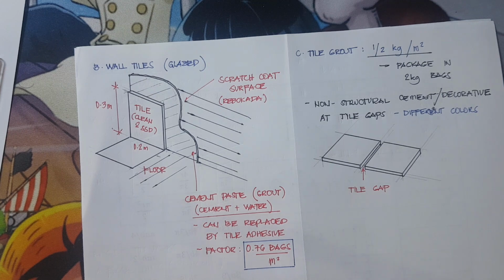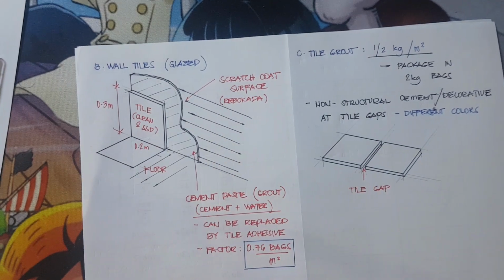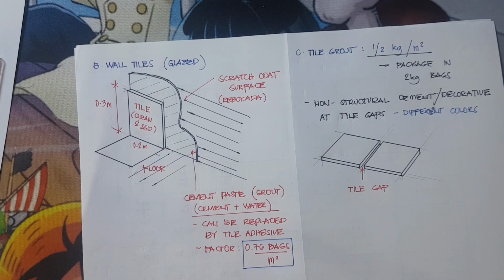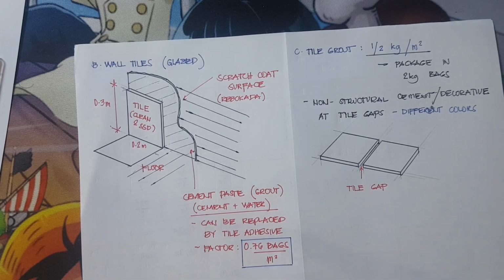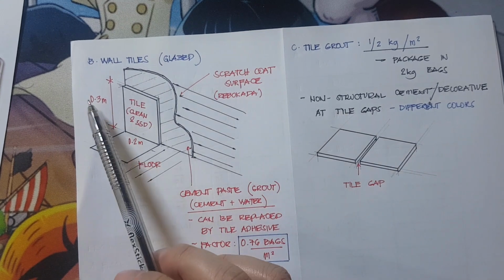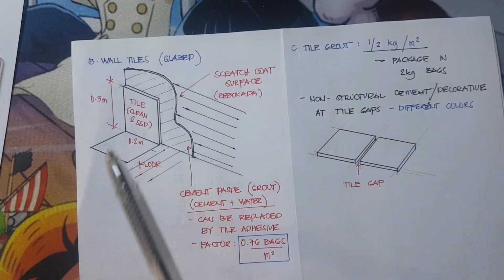Even outside the CR, in the common area, the kitchen, the receiving area, basically anywhere outside the house, we can already use glazed tiles because those don't normally get wet. Okay? Compared to the comfort room, which is always wet and can cause accidents. So, for wall tiles, we have here the dimension of 0.3 by 0.2.